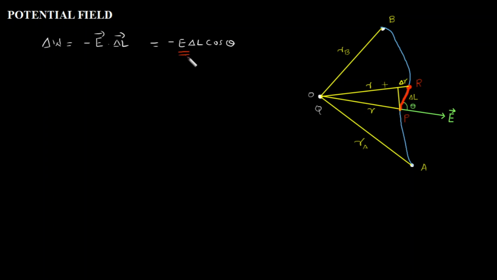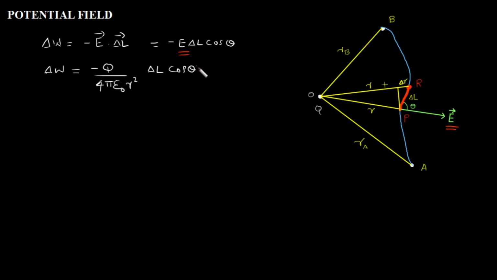Now what is this E? E is the electric field at point P due to this Q. So we already know what is the electric field intensity at some point P due to charge Q. Is it not? So what is the expression? The expression is Q divided by 4 pi epsilon r square. So let me substitute that here. So my delta W becomes minus Q divided by 4 pi epsilon naught r square, delta L cos theta.